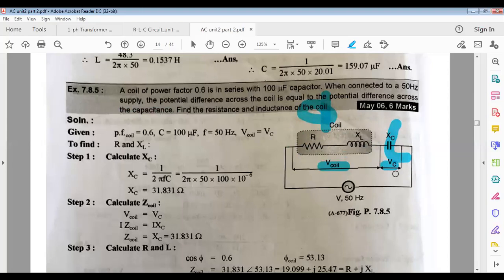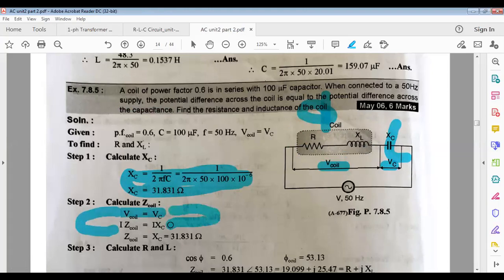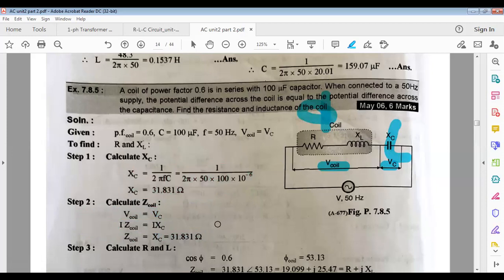Okay. So how to solve? C दिया है तो we can calculate XC, isn't it? C is given, F is given, you can calculate XC. And V coil and VC are equal. So put here value. V coil is what? I into Z coil. VC is what? I into XC. So I will cancel because series circuit है. So same current flow होगा. So whatever is the value of XC, same will be the value of Z coil. Got this one? Up to this? Any difficulty?